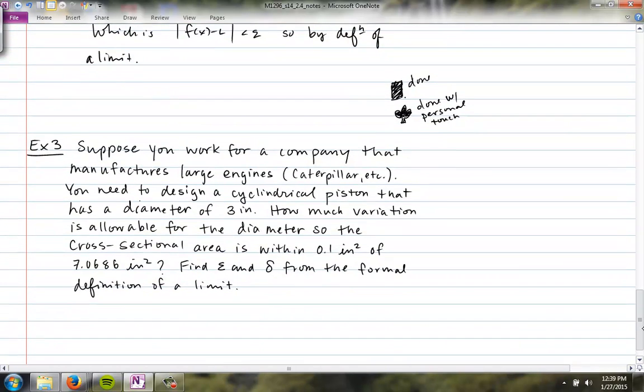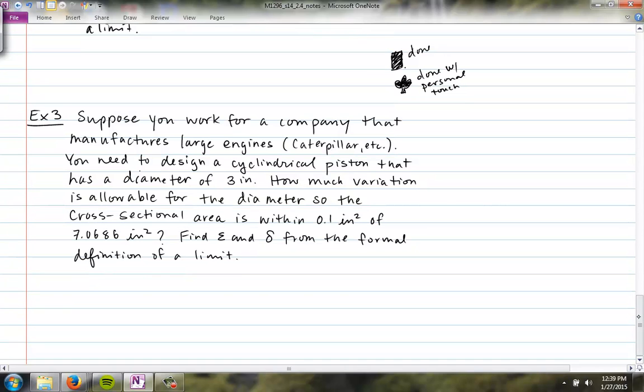So now let's actually get into a problem that I will expect that you can do. This is an application problem. Suppose you work for a company that manufactures large engines, like Caterpillar or something. You need to design a cylindrical piston that has a diameter of 3 inches. How much variation is allowable for the diameter so that the cross-sectional area is within 0.1 inches squared of 7.0686 inches squared? Find epsilon and delta from the formal definitional limit, which seems like, why would we do that?